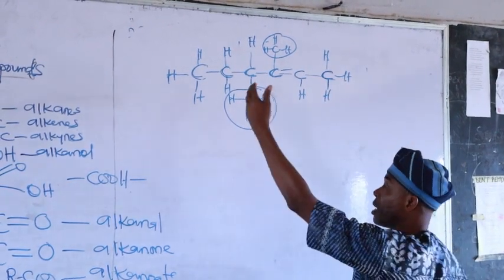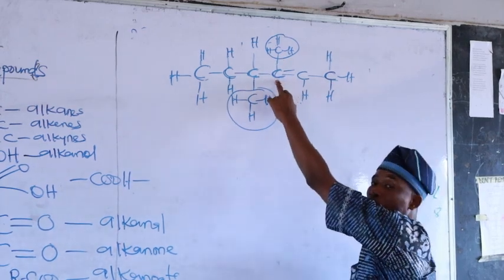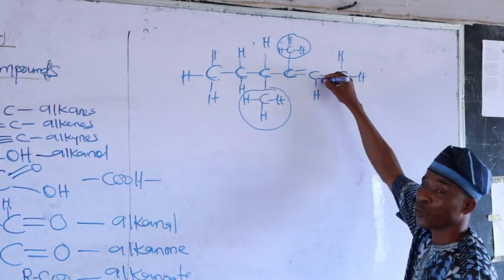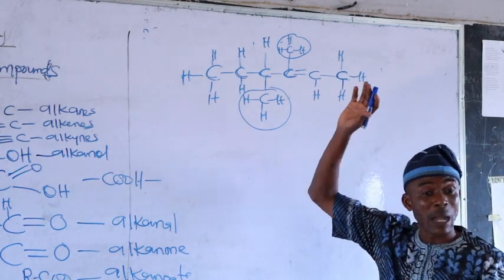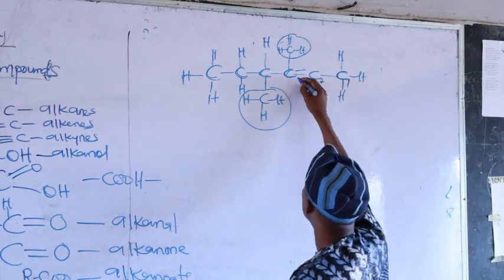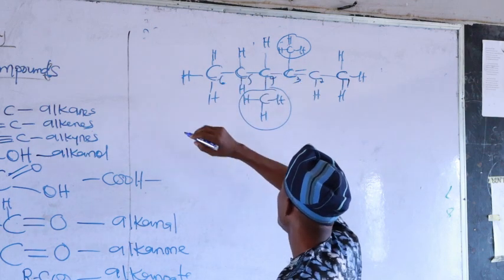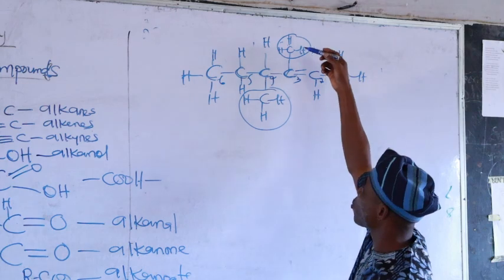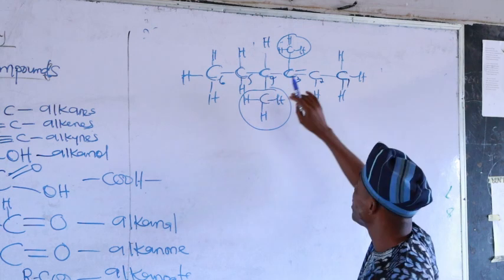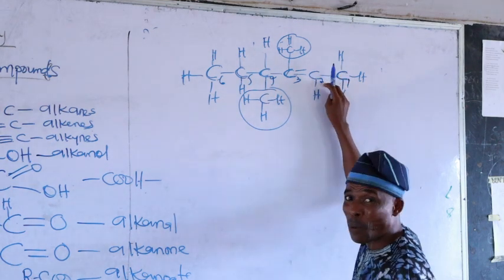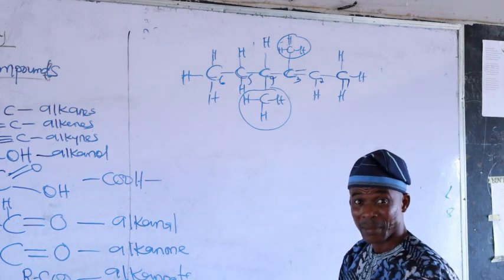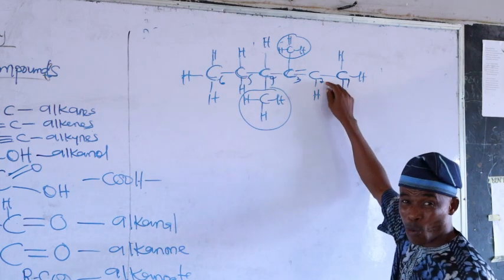So if you count from the left, I have 1, 2, 3, 4. The functional group will be on carbon number 4. If you start from the right, 1, 2, it's first on carbon number 2. So that means our numbering should start from the right. So we have 1, 2, 3, 4, 5, 6. That means we have a methyl group attached to carbon number 3, and another one attached to carbon number 4. Then the functional group is attached to carbon number 2.